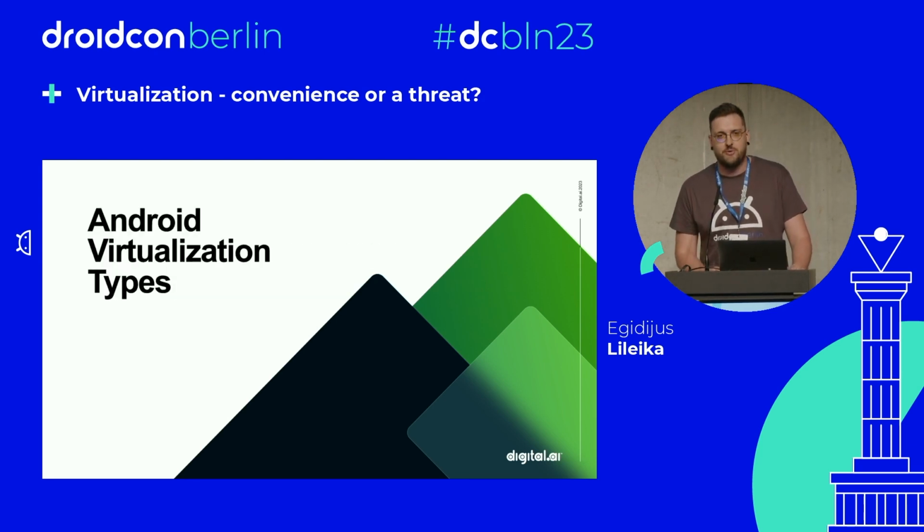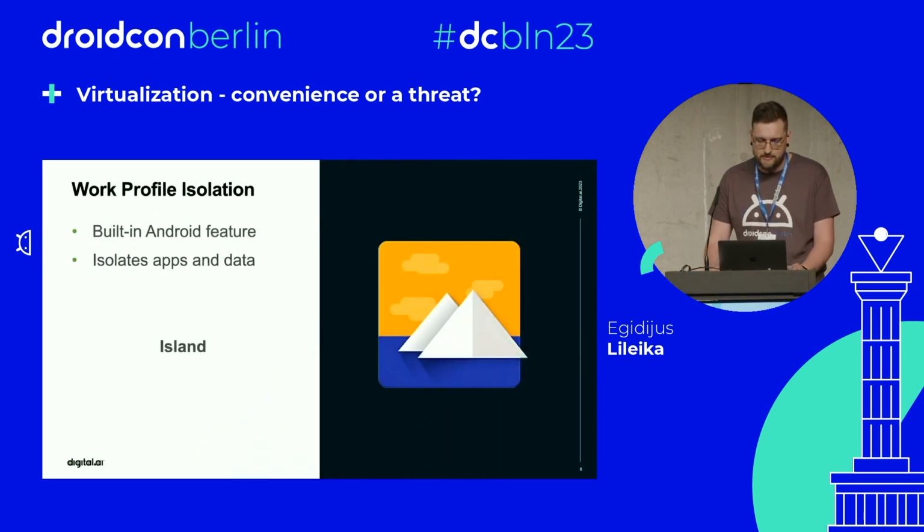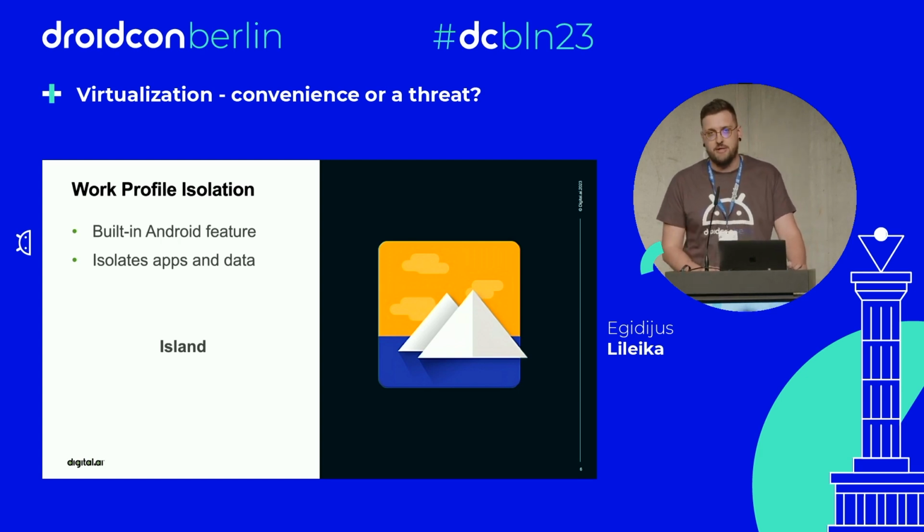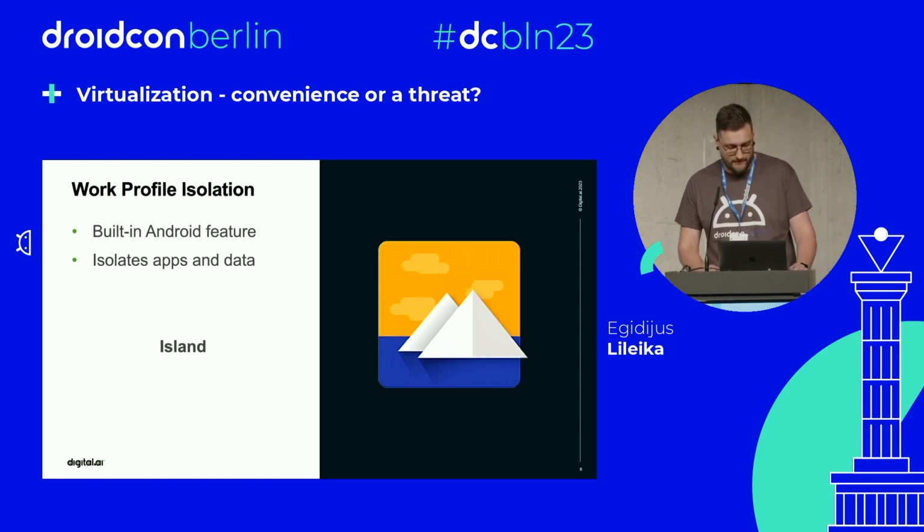So let's go through Android virtualization types. The first one is work profile isolation. Work profile isolation uses a built-in Android feature called work profiles. Work profiles allow you to isolate apps and data in a separate space on your device. Island is a really good choice for that kind of virtualization, which allows you to streamline the virtualization process on your phone.